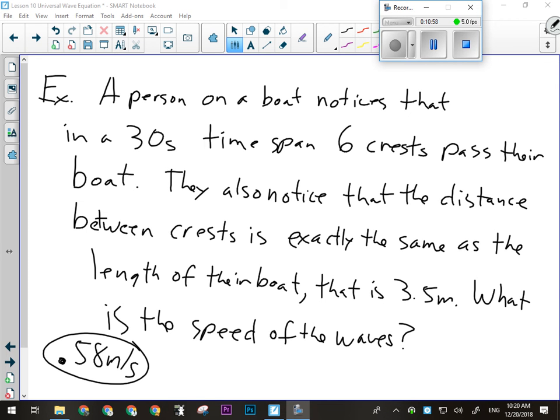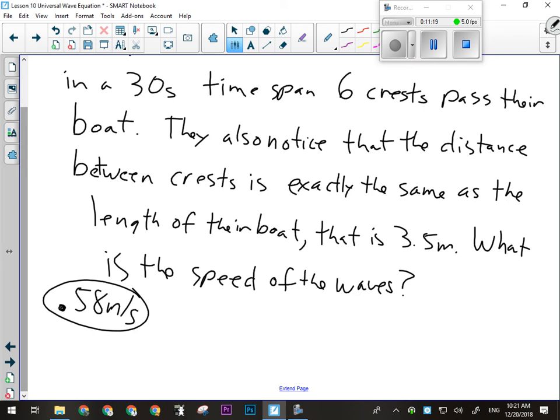6 crests is not 6 waves. 6 crests is 5 waves. That's the trick to this question. You guys all had the right method, right? If you got 0.7, you all had the right method, but you assumed that 6 crests meant 6 waves. Here's the issue with that.